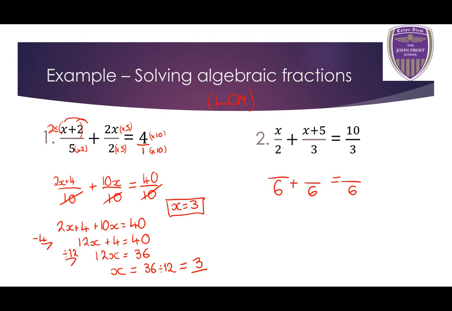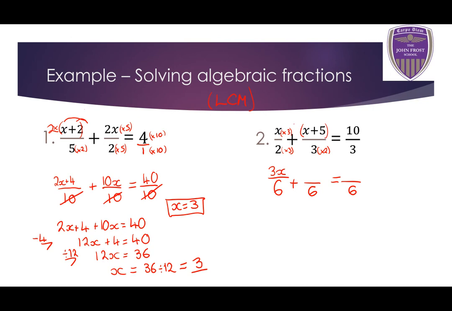What do I have to multiply 2 by to get 6? I have to multiply it by 3. Whatever I do to the bottom, I have to do to the top. So on the top of 6, I'm going to have 3x. This one here, so what do I multiply 3 by to get 6? I have to multiply by 2. Therefore, I have to multiply the top by 2.